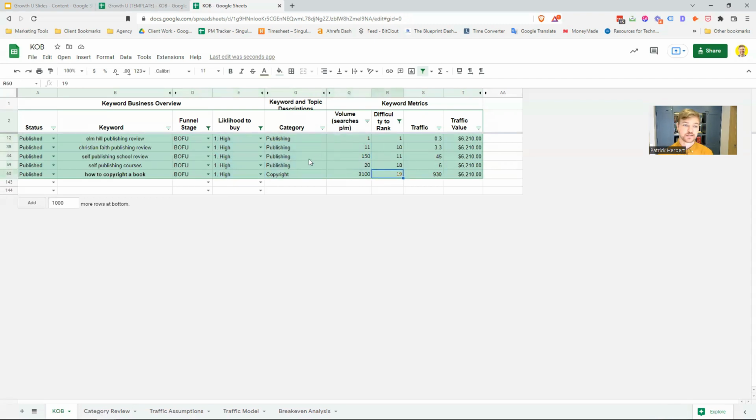So I can see here that if I wanted to really go in for this, and I consider anything at 20 or lower to be low difficulty, 3100 here, how to copyright a book. That's what I'd be engaging in. I'd be engaging in this as fast as I can, right? I'd be like, hey, this is the first thing that I want to write. I think people who want to know how to copyright a book might use my service.